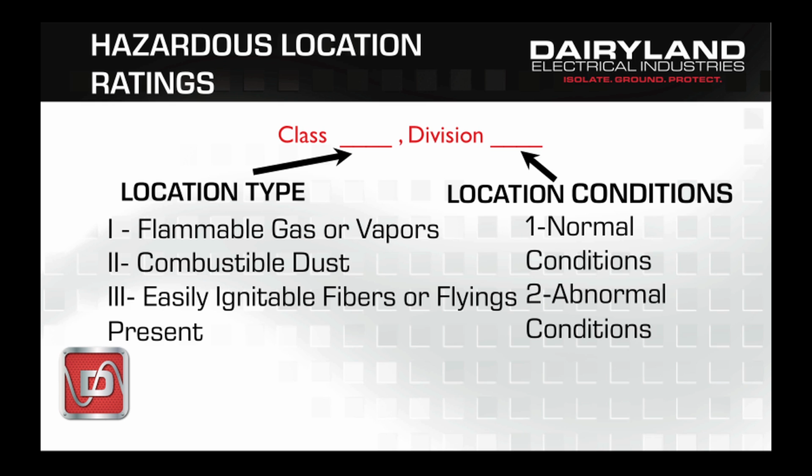We need to further subdivide the class rating into two different distinct areas called divisions. A division rating of 1 implies we have a type of environment where an explosive environment can exist under normal operating conditions. A division rating of 2 implies that an explosive environment is an abnormal operating condition. Let's explore these division types more closely.